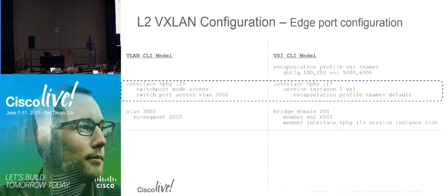The right-hand side is using something which we call an encapsulation profile to listen to the .1Q tag traffic on the Ethernet and encapsulate it respectively.